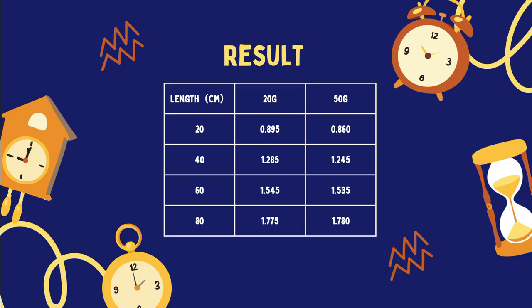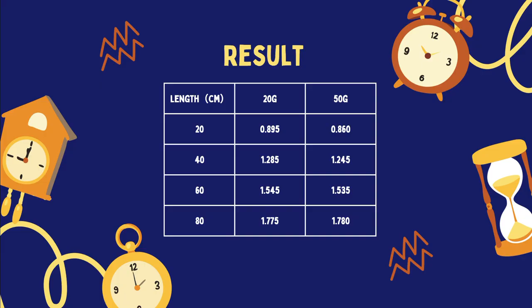From the data, we can clearly observe that the period of oscillation increased as the pendulum length increased. For example, using the 20-gram pendulum bob, the period increased from approximately 0.895 seconds at a length of 20 centimeters to 1.775 seconds at 80 centimeters. Similarly, for the 50-gram pendulum bob, the period increased from 0.86 seconds to approximately 1.78 seconds.